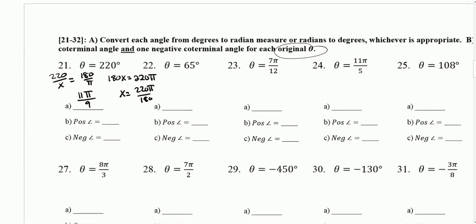So to get one positive, I'm going to add 360 to 220. So 220 plus 360 gives me 580. And to get a negative, I'm going to take 220 minus 360 and get negative 140.